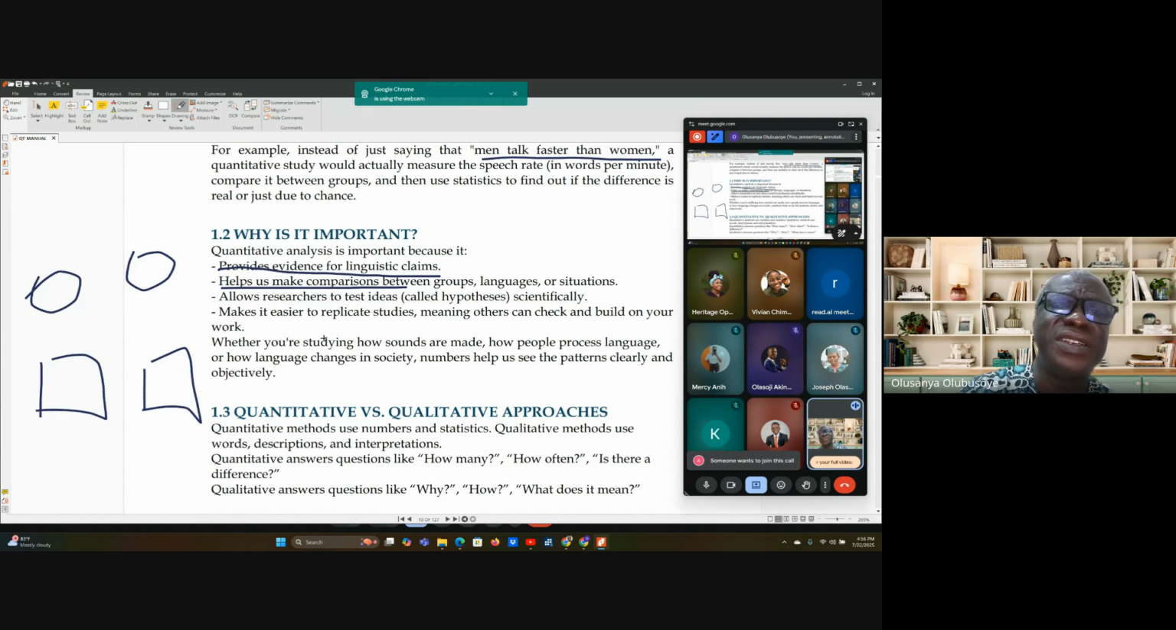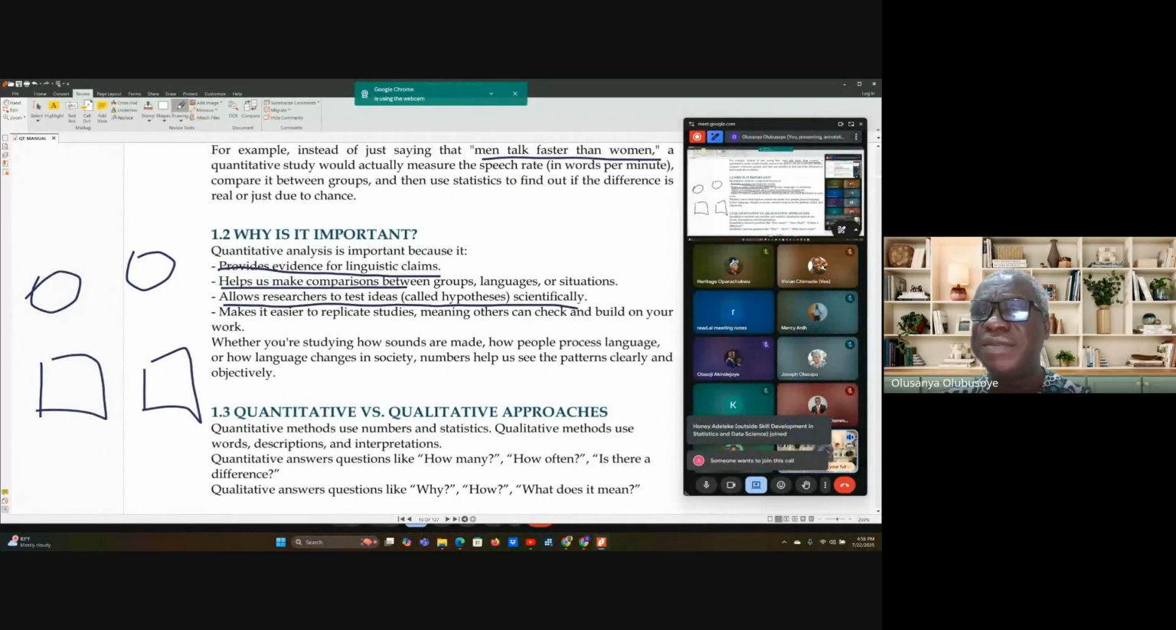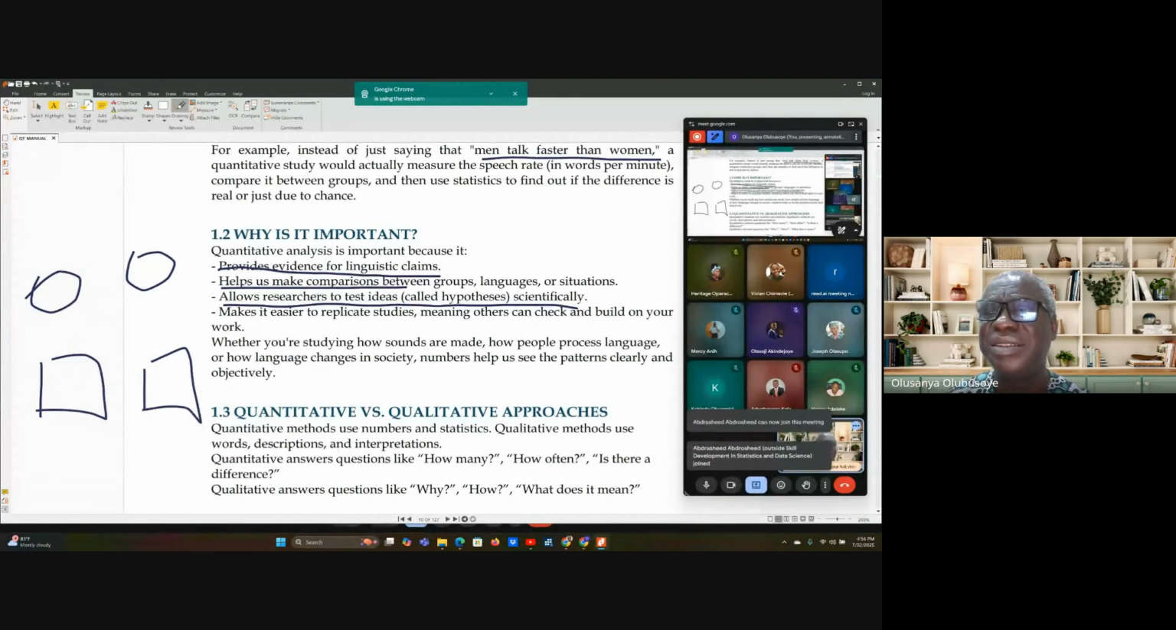You can also use quantitative technique as a researcher to test whatever idea or hypothesis that you conceptualize, whatever opinion you hold. Quantitative techniques help you to scientifically either establish that claim or disprove that claim, either to support it or to reject it. And we will be doing a lot of this in this course: how you can compare, how you can test ideas.